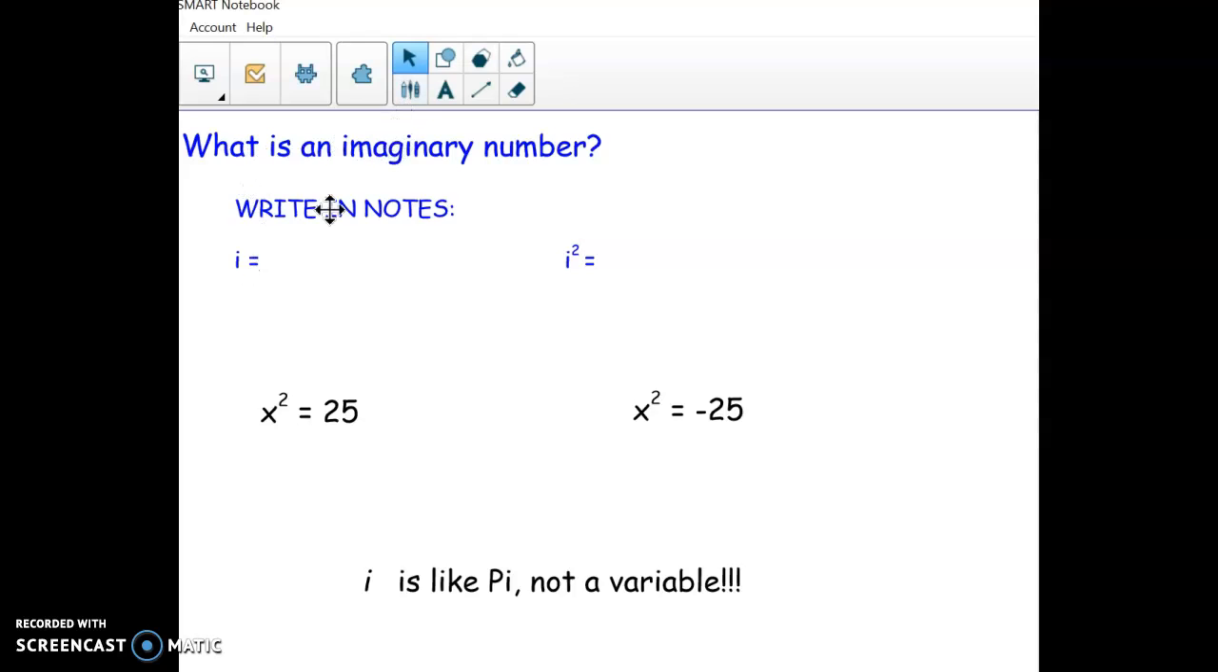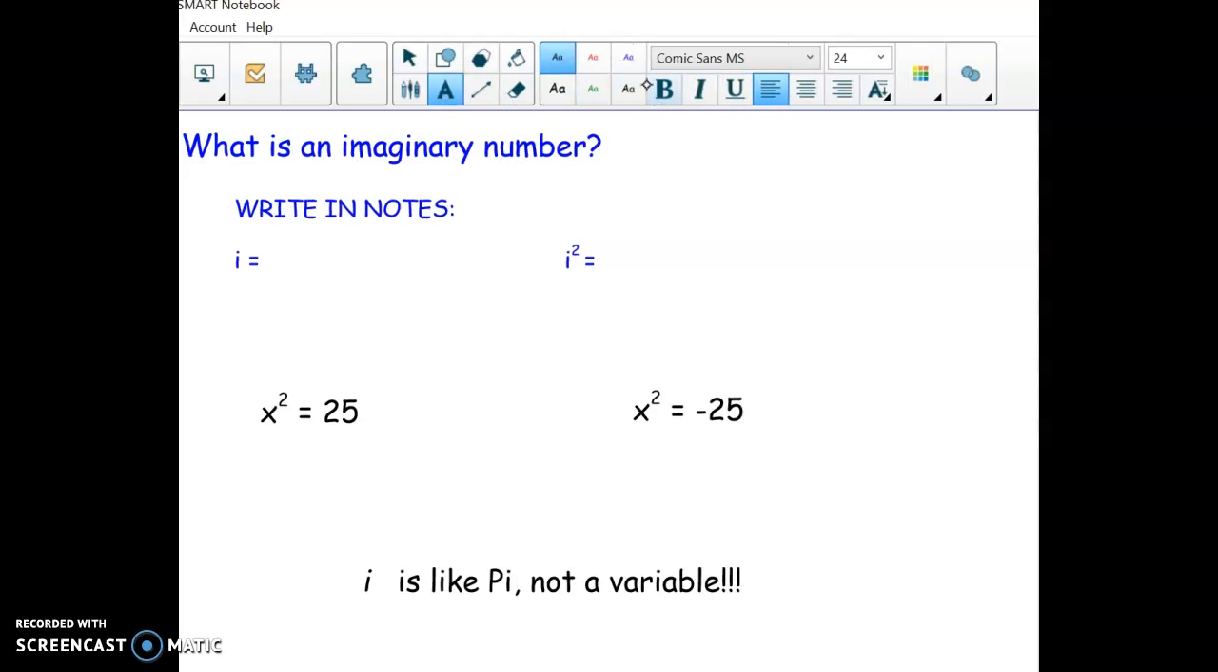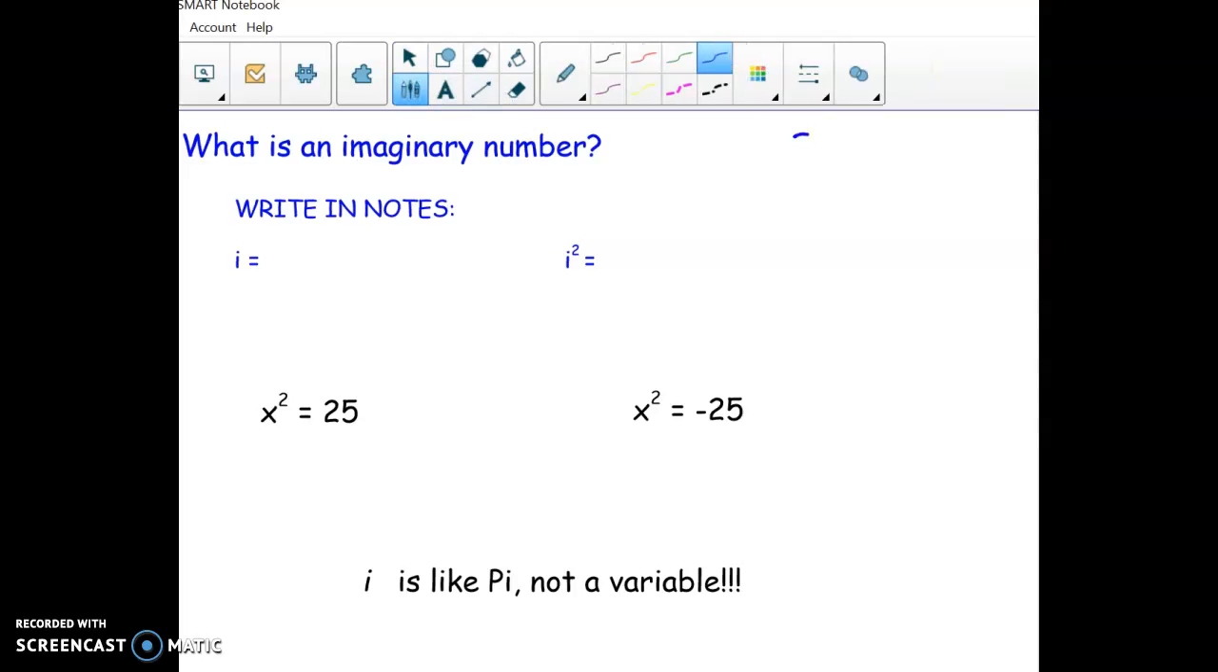So they're going to use a letter for imaginary numbers in math called i. Typically, letters stand for an unknown number, like a variable. So when we have 2x, the x stands for an unknown number. i is different. i is sort of like pi, where it stands for a specific number. Basically the number it's going to stand for is the square root of -1. So that's what I put down here: i is like pi. It's not a variable, it's a specific number, specifically the square root of -1.